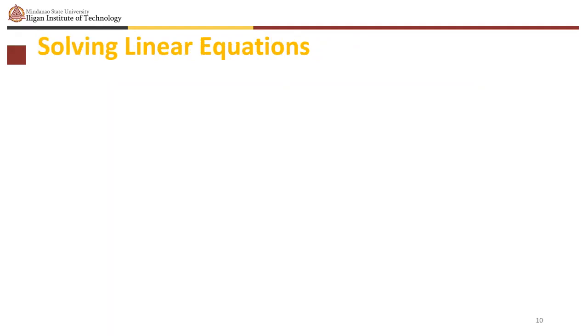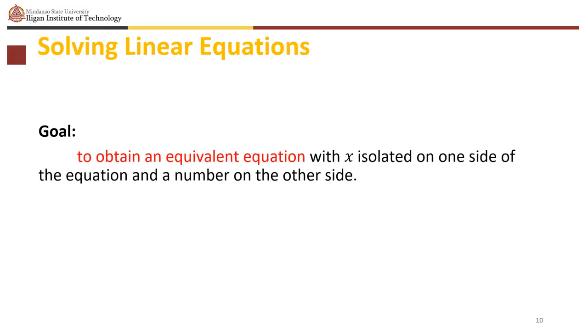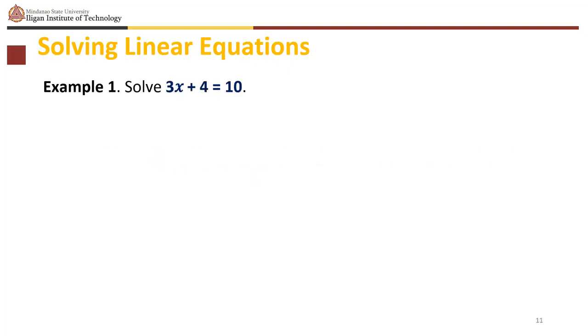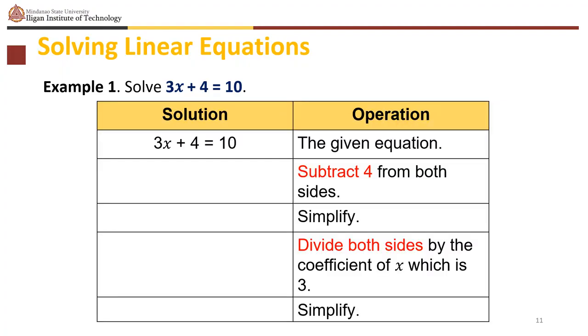In solving linear equations, our goal is to obtain an equivalent equation with x isolated on one side of the equation and a number on the other side. So we now try to solve the linear equation 3x plus 4 is equal to 10. This is the given equation, 3x plus 4 is equal to 10.